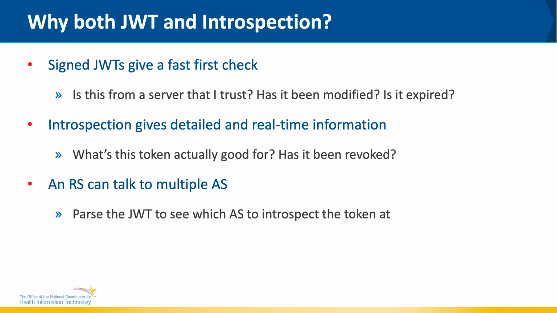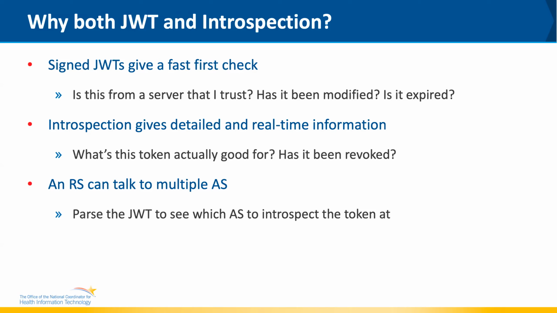We do both of these because that signature and that payload in the JWT itself allows the resource server to say, oh yes, this token comes from an authorization server that I know that I trust. That can be a policy or configuration question. But it also tells me, has it been modified? Has it expired? So I can do a really quick thing locally without having to talk to anybody else. But introspection gives me both detailed information and real-time information, because if somebody's coming in and asking for very sensitive information, I want to know, is this token really still good, or has it been revoked by somebody since it was issued? This also allows a resource server to talk to multiple authorization servers.